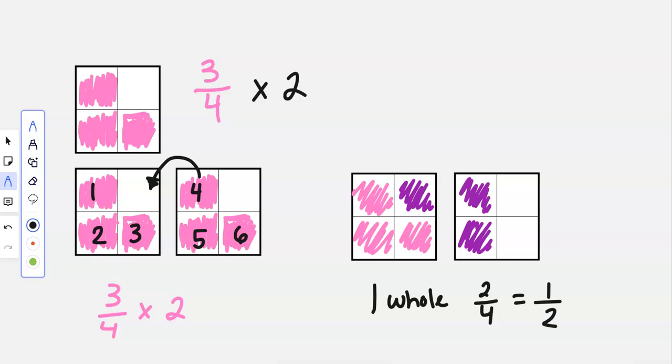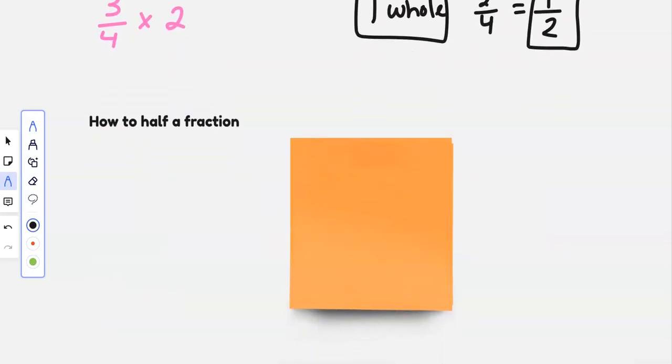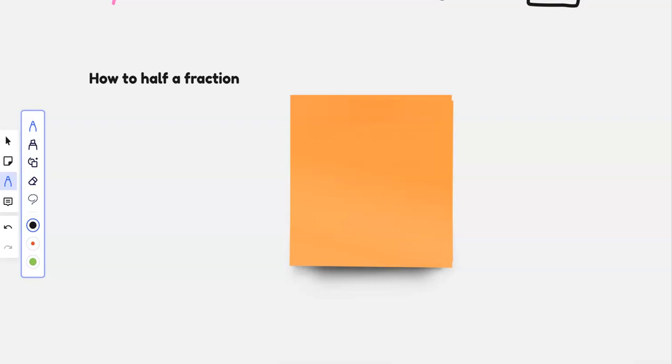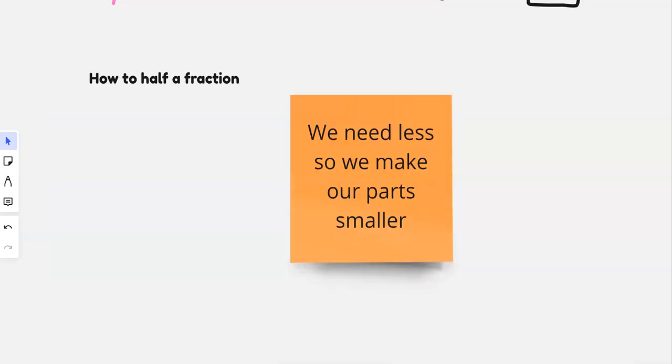So you can use your 3/4 measuring cup twice, or you can use one whole cup and 1/2 cup to get double 3/4. How do you half a fraction? Halving fractions can sometimes feel tricky. So when we're halving a fraction, what we're doing is we need less. So we make our parts smaller.